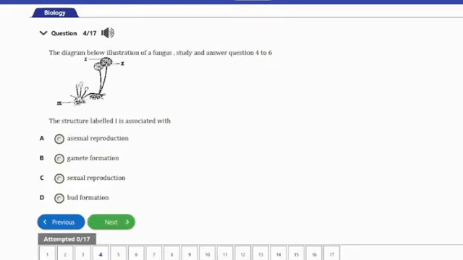It says, the diagram below is an illustration of a fungus. Study and answer the questions 4 to 6. The structure labeled I is associated with A. Asexual reproduction, B. Gamete formation, C. Sexual reproduction, D. Bud formation. So guys, the answer to this question is option A, and that's asexual reproduction. So that's it for this question. Let's go ahead and consider the next question, guys.